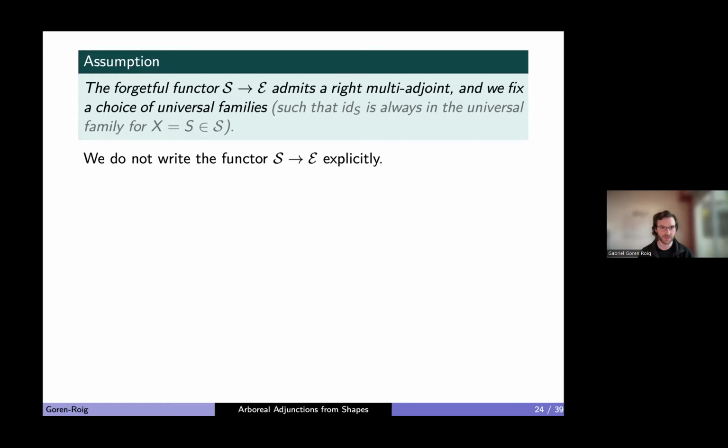And now the assumption is that when we look at shapes as objects, forget about the points, forget about the endpoints, when we look at a shape as an object of E, then that functor admits a right multi-adjoint. And we fix a choice for these universal families because we're going to use it to define the functor. And then there is this condition in gray that turns out to be actually necessary for it to be a functor, but it's just a technical thing.